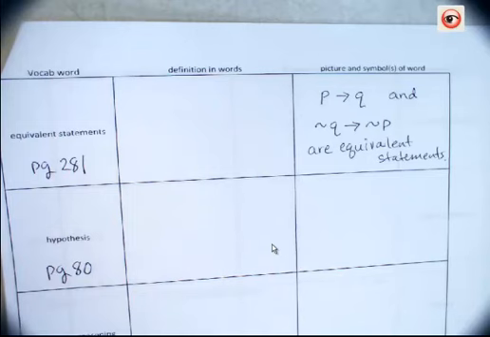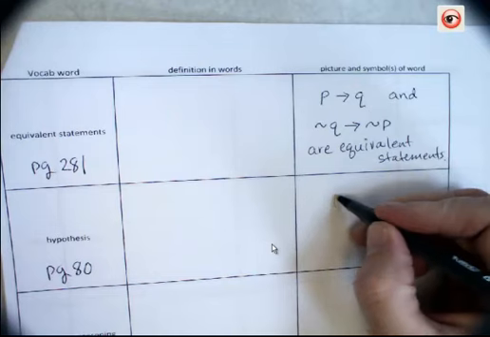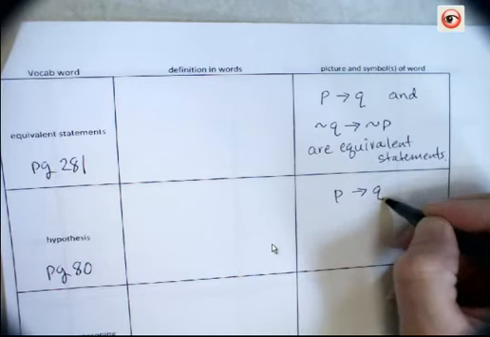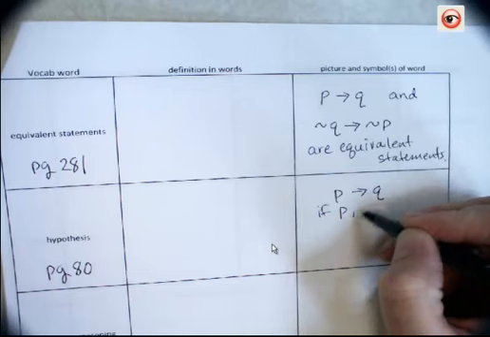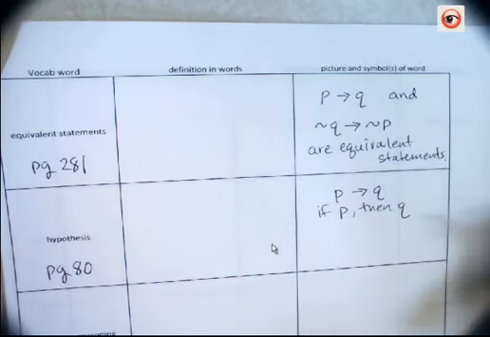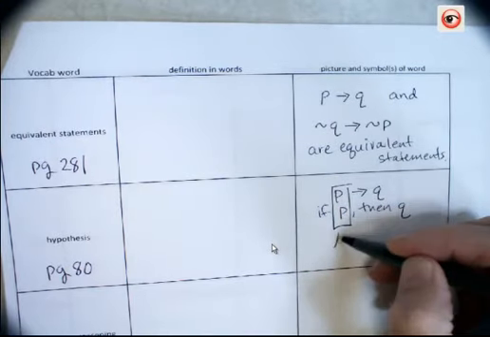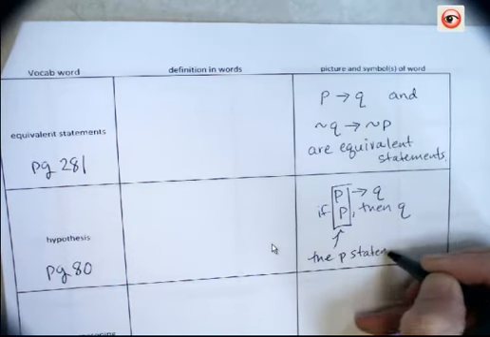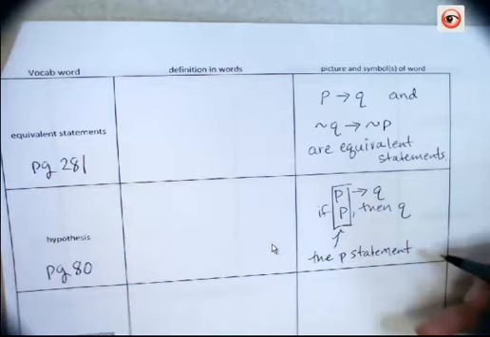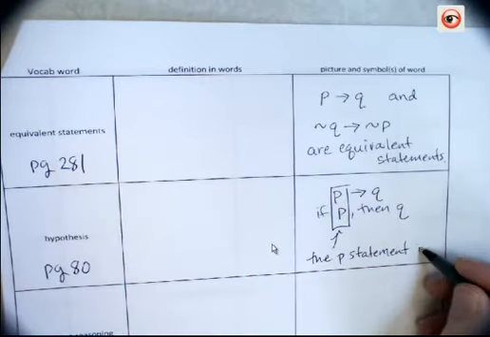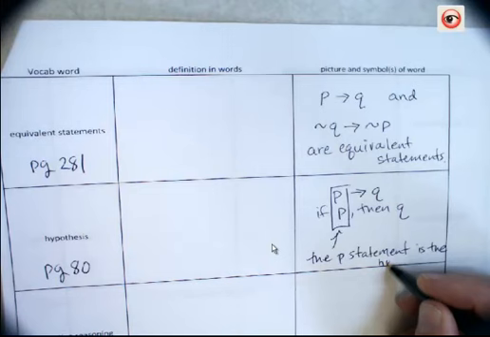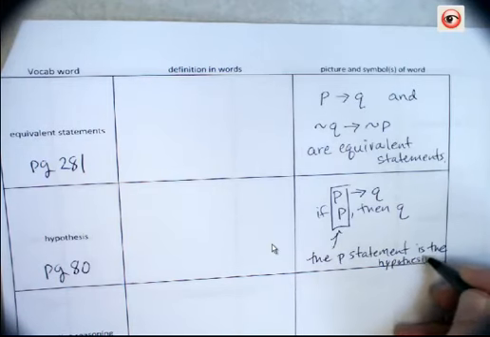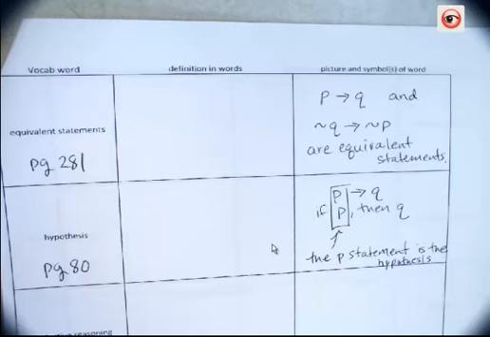All right, the word hypothesis. In a conditional statement, which is if P then Q, the conclusion is the Q, the hypothesis is the P statement. So the P statement is the hypothesis.